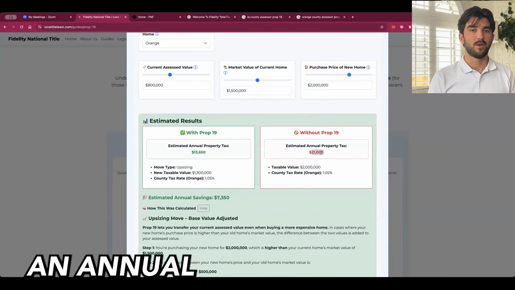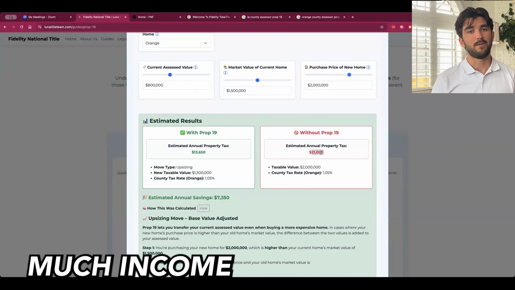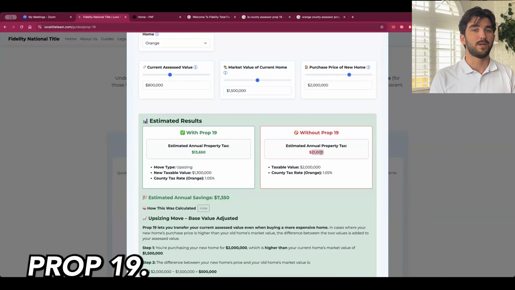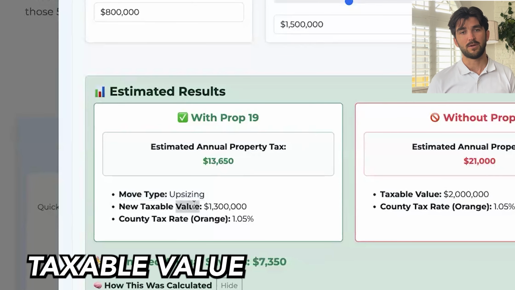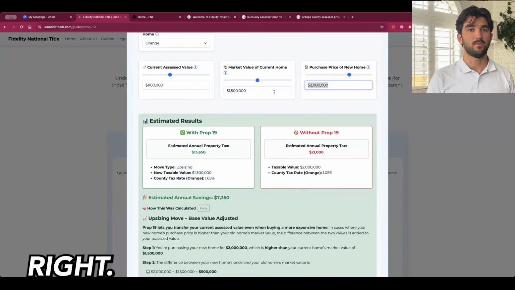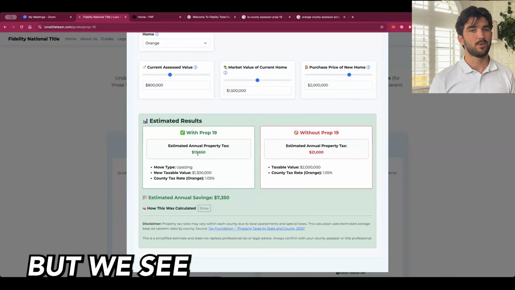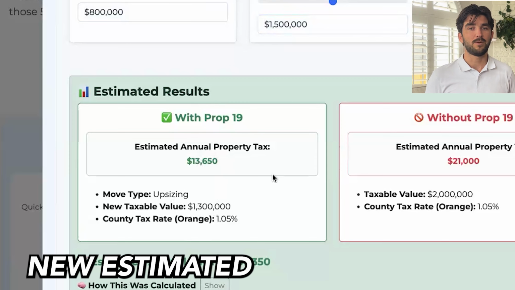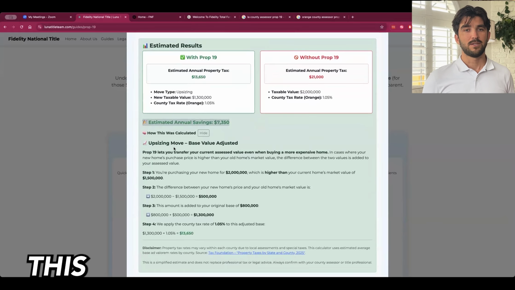A steep jump in annual property tax liability for someone that might be retiring soon, might not have as much income as they did before. Now all of a sudden they're paying more in property taxes if they're not using Prop 19. And so we see with Prop 19, this move type is considered upsizing. The new taxable value is $1.3 million. You don't really see that anywhere here, right? We don't see 1.3 anywhere, so it could be a bit confusing about where this comes from, but we see the estimated annual property taxes using Prop 19, this new estimated annual property tax, and the savings of using Prop 19. So check out this math now.